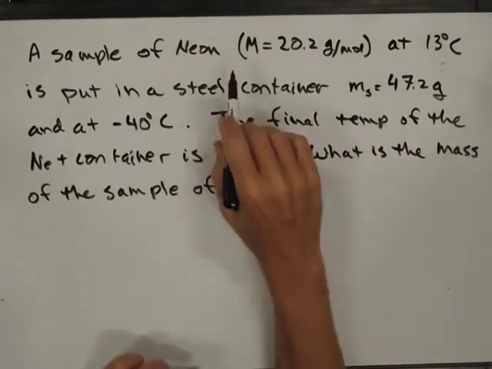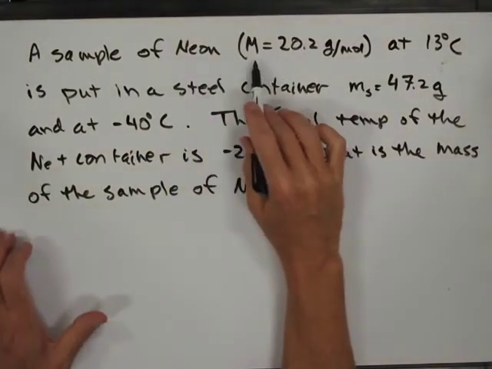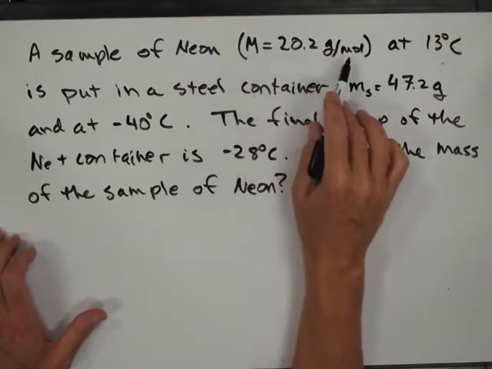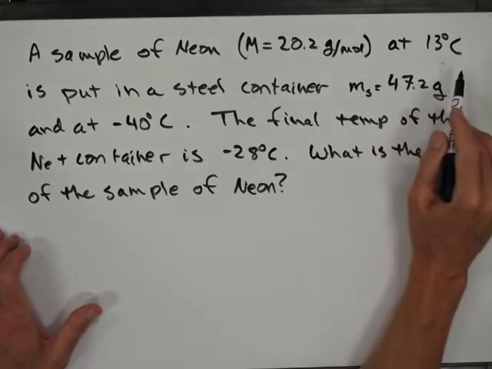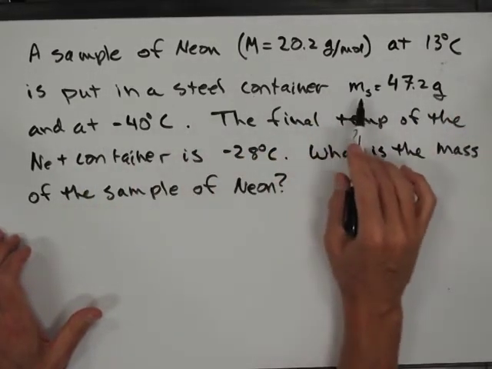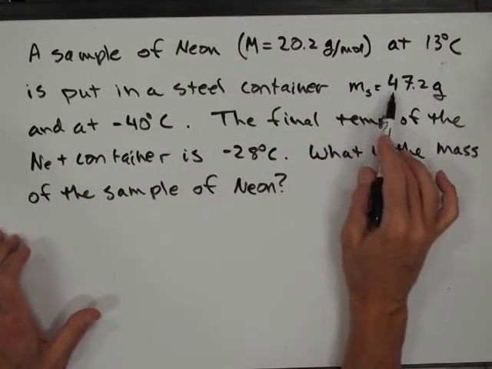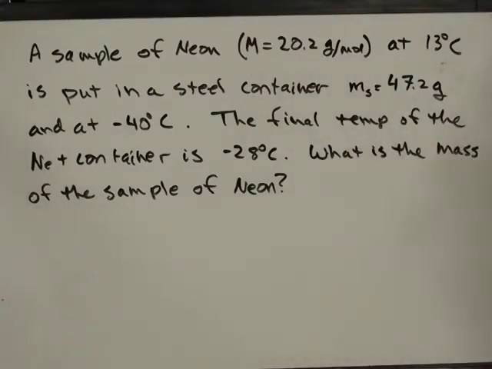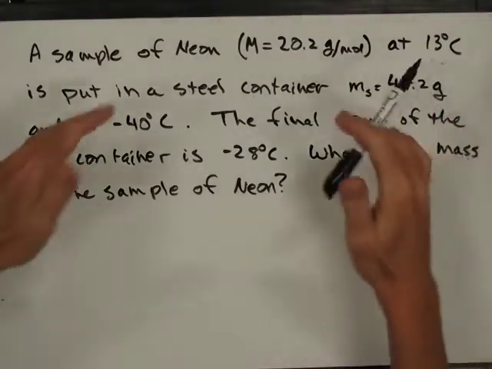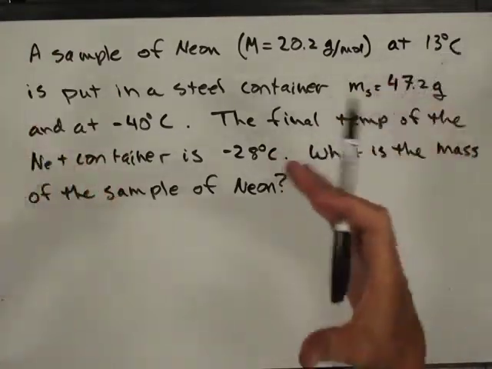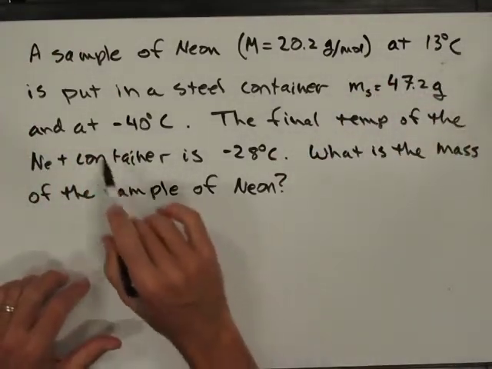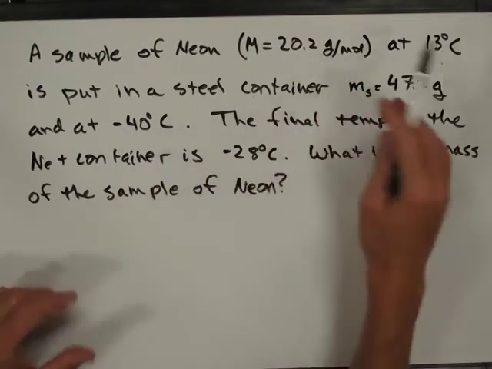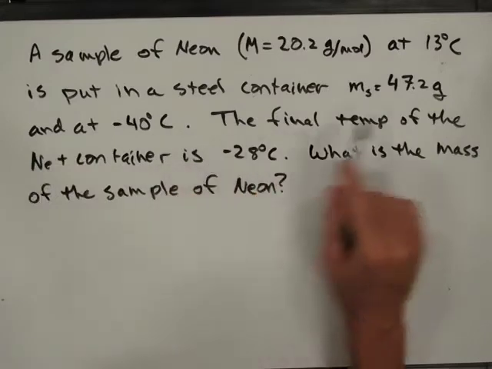So a sample of neon, this is a gas, the noble gas, which has a molar mass of 20.2 grams per mole, is at 13 degrees C. It's put in a steel container. The mass of the container is 47.2 grams. You can assume that no heat gets outside the container, so the system of the neon and the steel is isolated. And the container is at minus 40 degrees C. So the neon's poured in, the container is at minus 40, and that's the mass of the container.